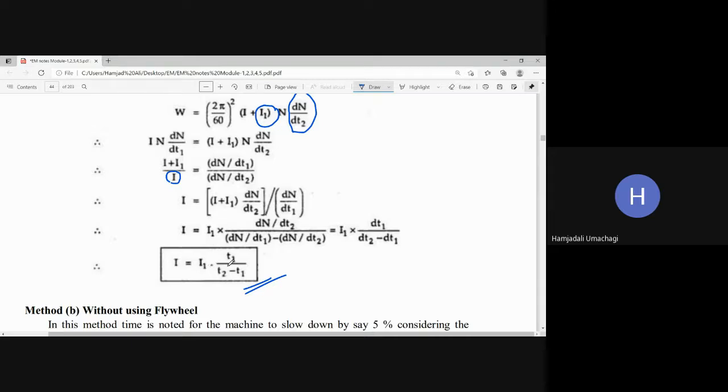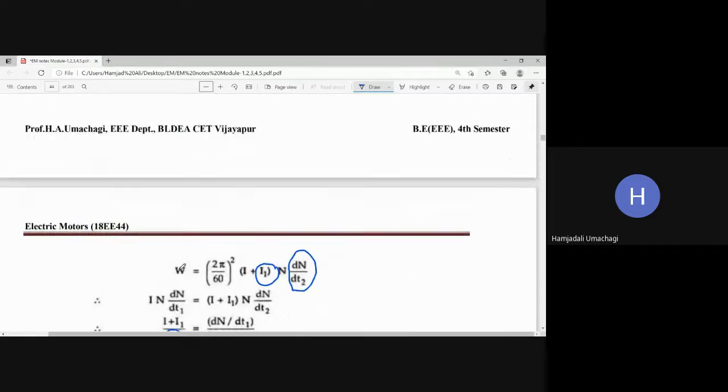T1 is what? Initial time taken to slow down the machine by considering armature alone, where we have not added any flywheel to the armature shaft. And what is T2? Final time taken to slow down the machine after adding the flywheel, whose moment of inertia is I1. So altogether, T1, T2 and I1 are known to us. After substituting all the known parameters, this is how you can estimate moment of inertia with the help of the with-flywheel and without-flywheel method.